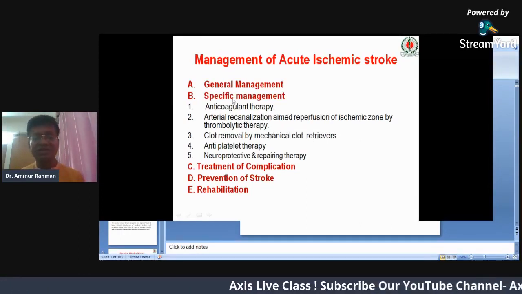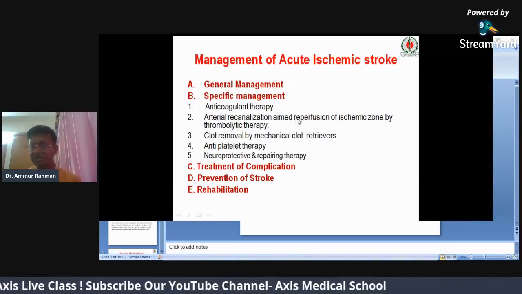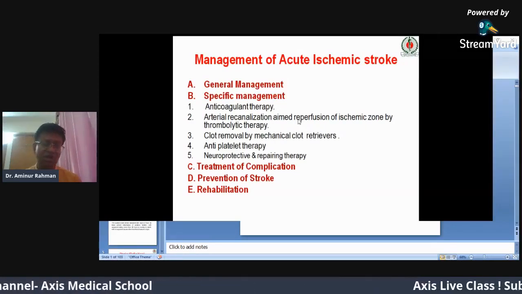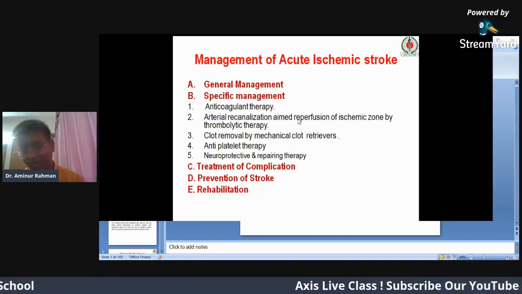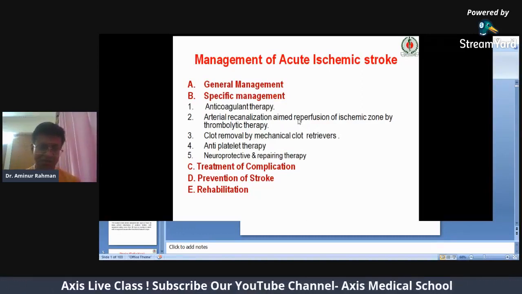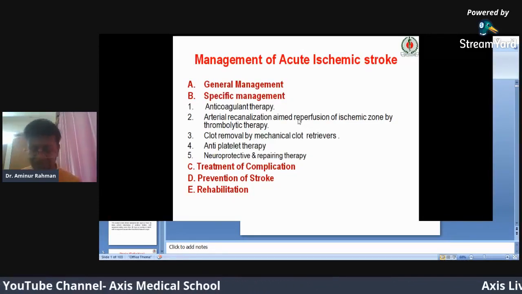Specific management is anticoagulant therapy, artery canalization, and aiming at reperfusion of the ischemic zone: thrombolysis, clot removal with mechanical thrombectomy, and antiplatelet therapy, neuroprotection and repairing therapy, and treatment of complications, prevention of stroke, and rehabilitation.